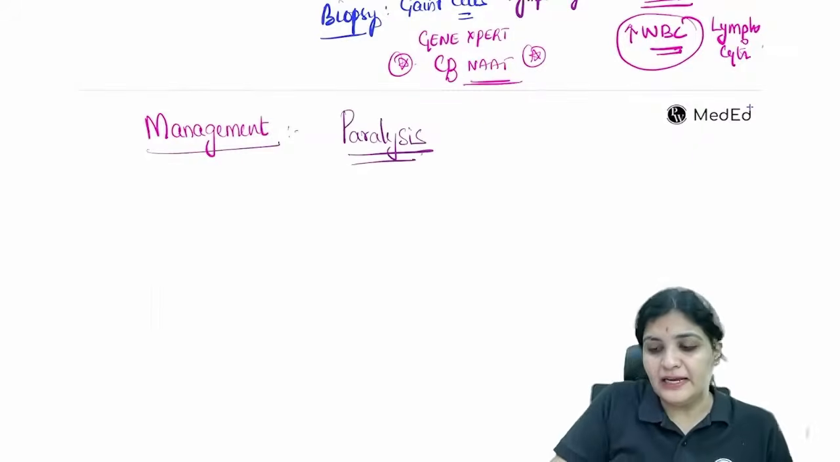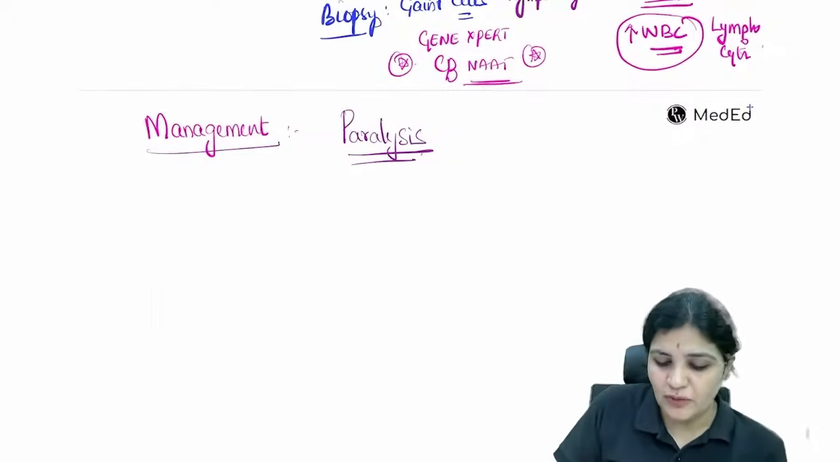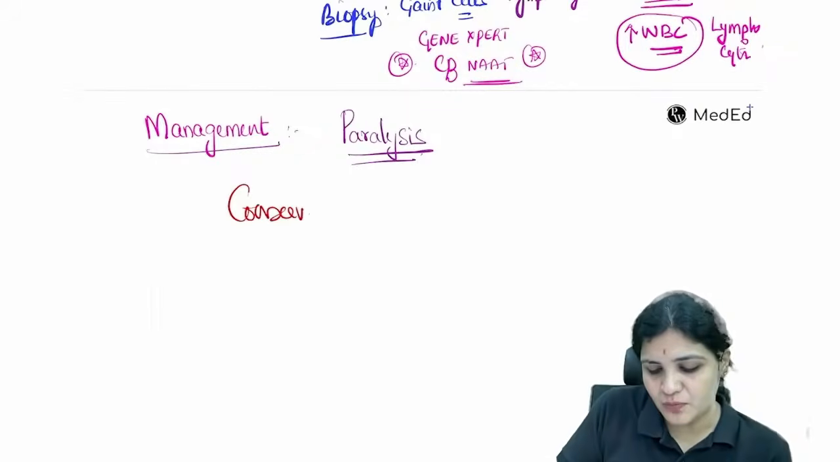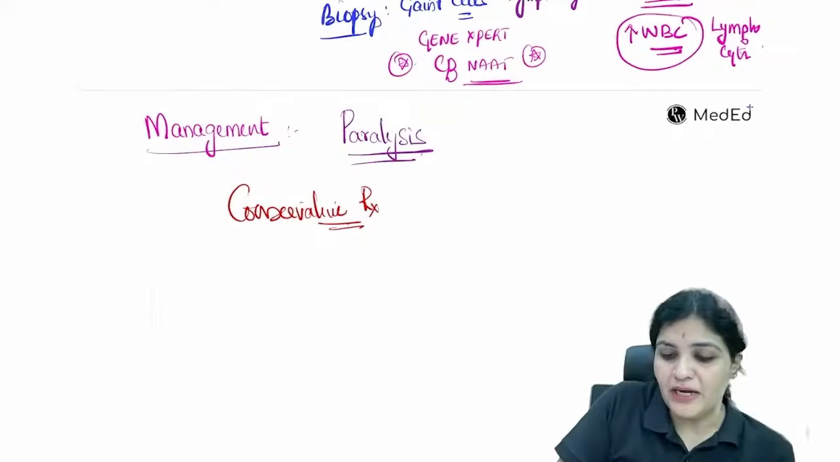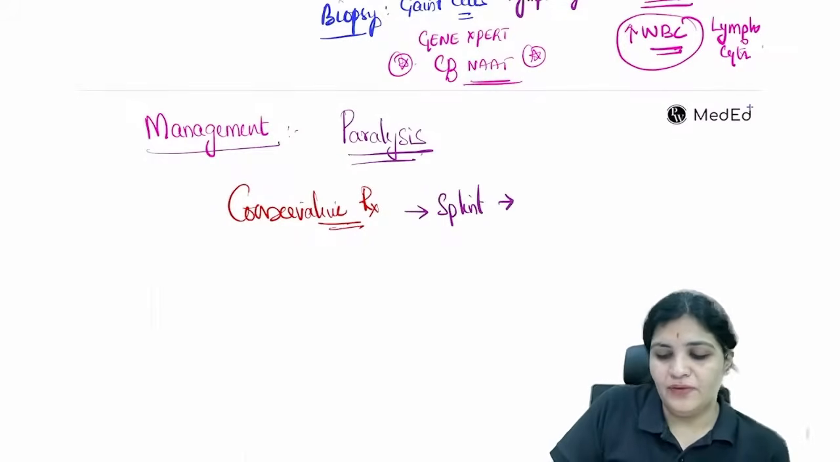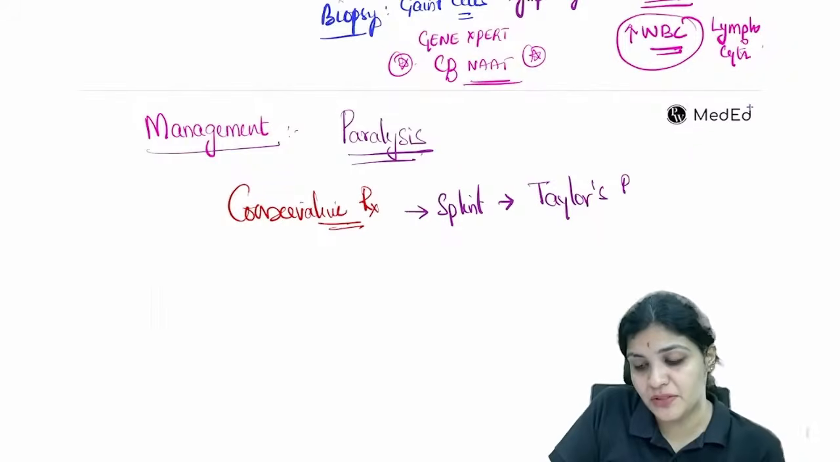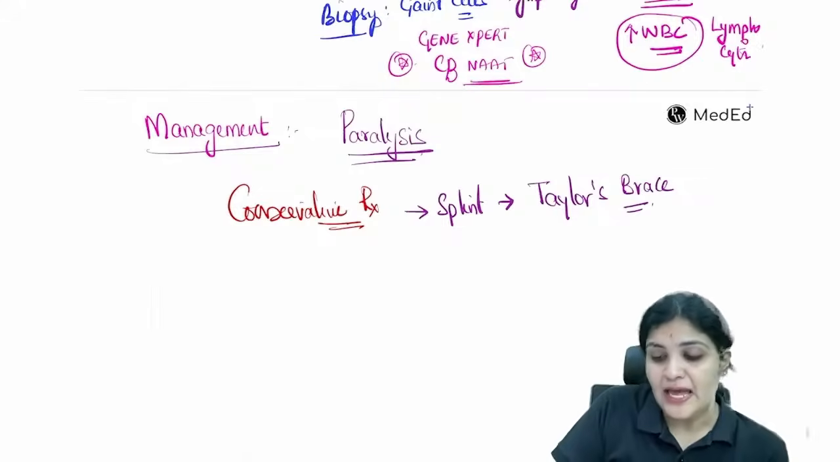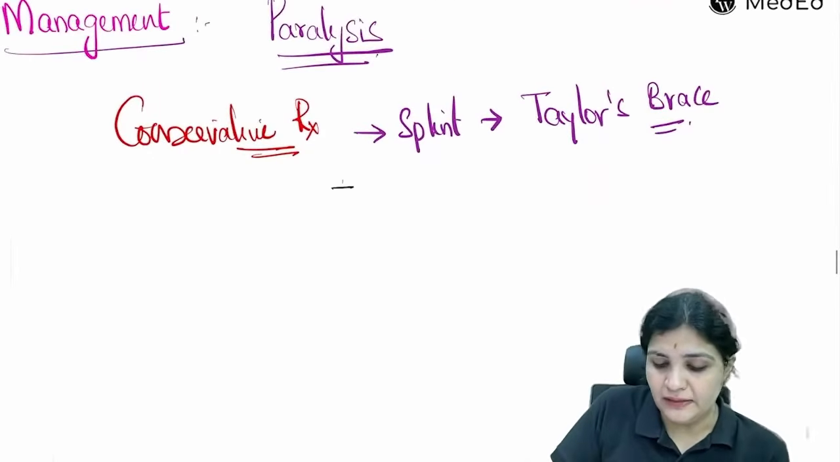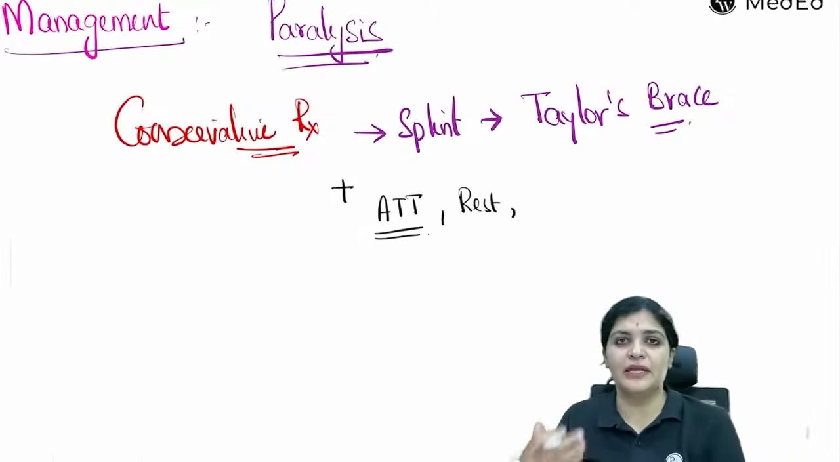The treatment again differs if the paralysis is with red flag signs. So usually in TB we treat it with conservative treatment, where you give rest with a splint, the Taylor's brace, always under the cover of anti-tuberculous drugs. So ATT, rest, and splint, that is with immobilization.